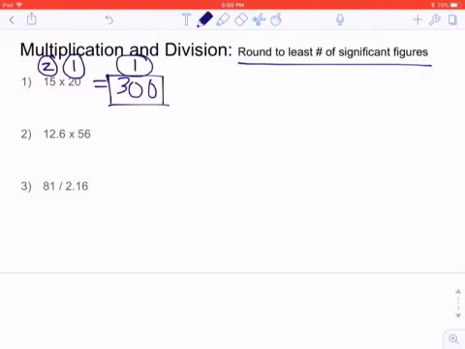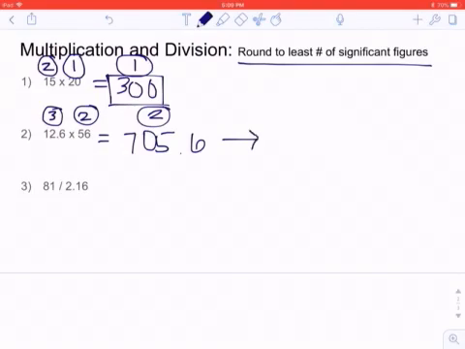Let's do another example. 12.6 times 56 will give me 705.6. 12.6 has 3 significant figures. 56 has 2 significant figures. So my final answer has to have 2 significant figures. So I can't round to 706 because that's going to give me 3 significant figures.